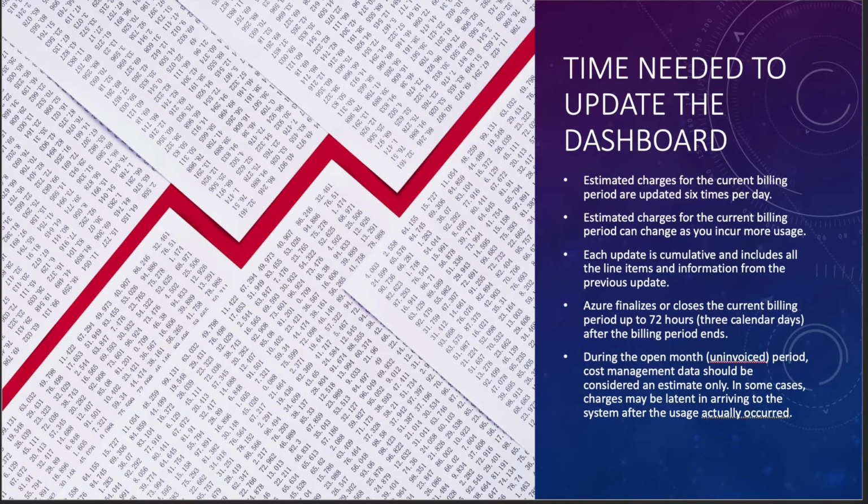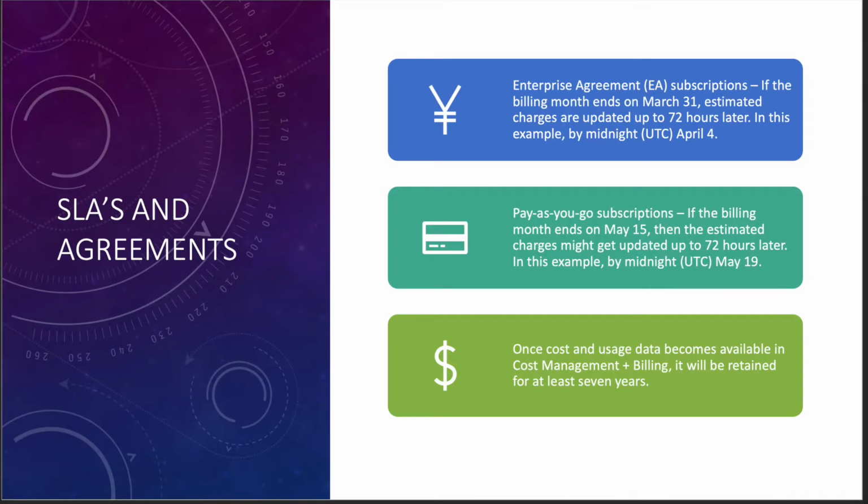But in some cases, charges may be really latent. They may arrive well after the usage actually happened. And that's where that 72-hour window comes into place. Be really aware of that. And you do have those times that for enterprise agreement subscriptions, the billing ends on March 31st. Estimated charges are updated 72 hours later, in this example by April 4th. So that's the thing to remember. End of month, your charges won't show up until much later.